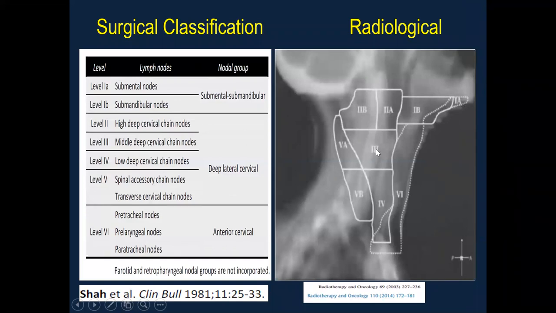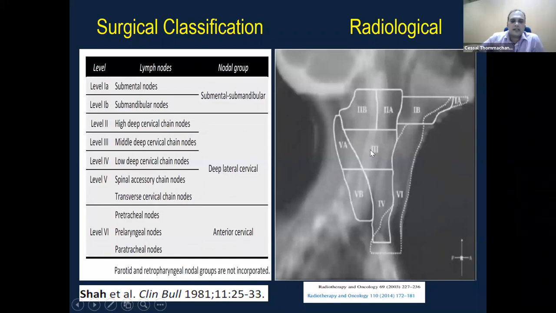Level 3 mainly drains the hypopharynx. If you have isolated level 3 lymph nodes, then you have to think about a primary in the piriform sinus, the posterior pharyngeal wall, or the postcricoid, because level 3 mainly drains from the hypopharynx.